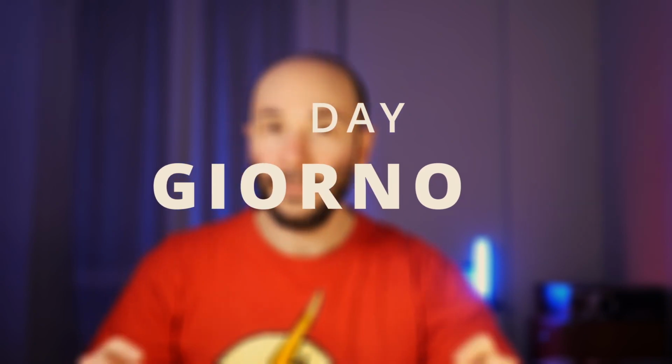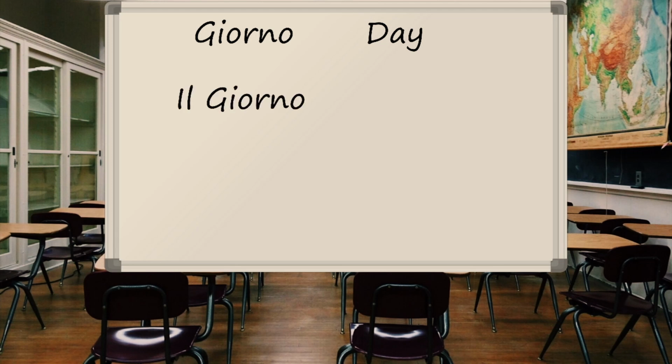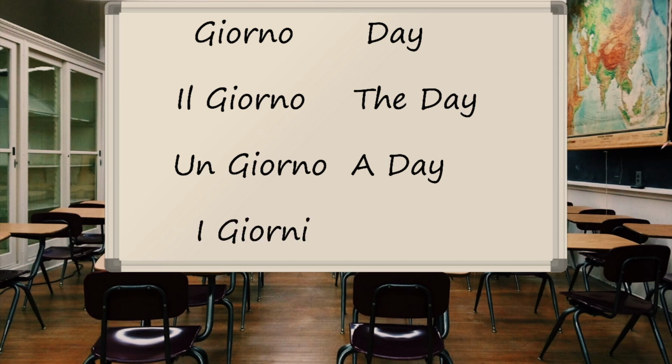So we're done playing with vowels. We move on to the next noun. It is the fourth one I present to you today, and it is giorno, day. It ends with the vowel o, therefore it is male gender. Il giorno, the day. Un giorno, a day. I giorni, the days, plural.